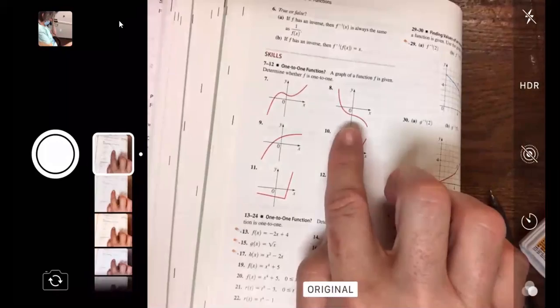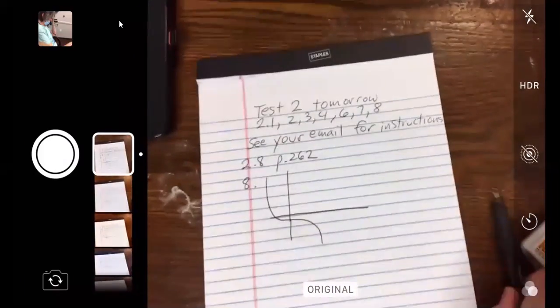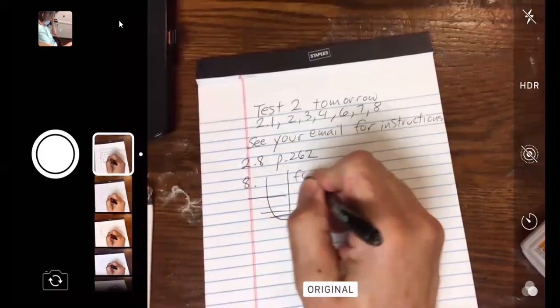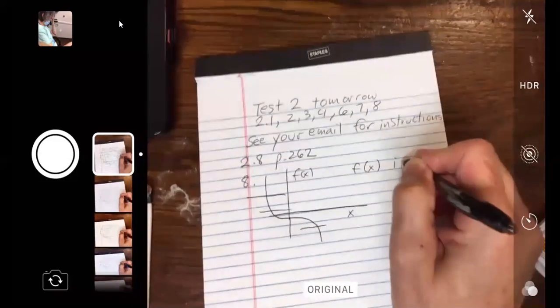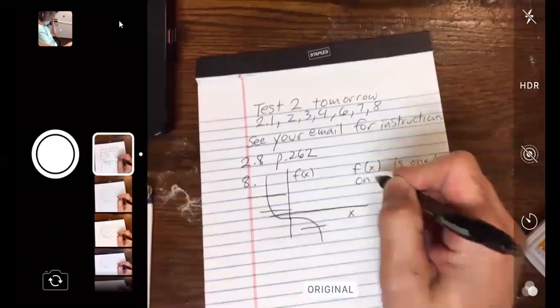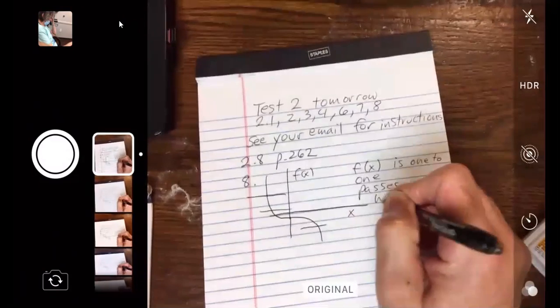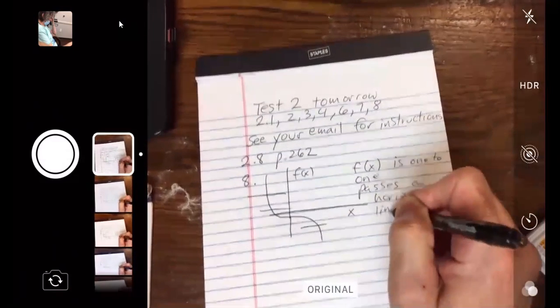Is the function 1-to-1? Does it pass a horizontal line test? You can clearly see f of x here versus x. F of x is 1, 2, 1. It passes a horizontal line test.